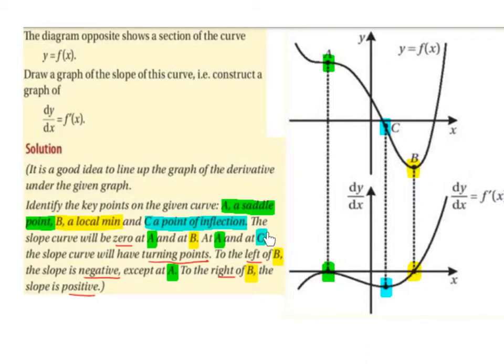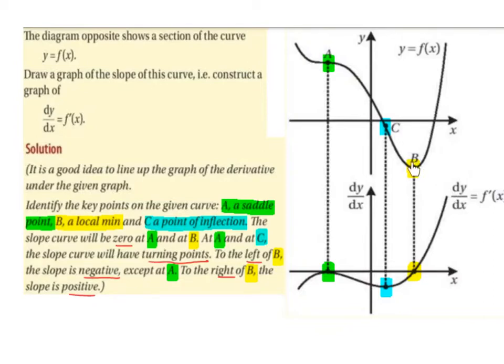At A and C, the slope curve will have turning points. So at A and C, the slope curve will have turning points. So we have a turning point, a maximum point here, a local max, and then a local min at C.